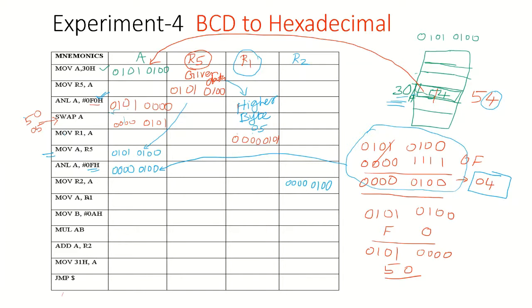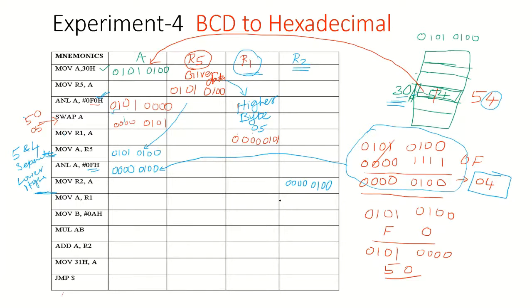Now again, we are loading the number from R1. What is in R1? Higher byte. See, till this step, what have we done? We have separated the lower byte and higher byte. We have separated 54 into 5 and 4. 5 is stored where? Higher byte. 5 is stored in register R1 here, and 4 is stored in register R2.